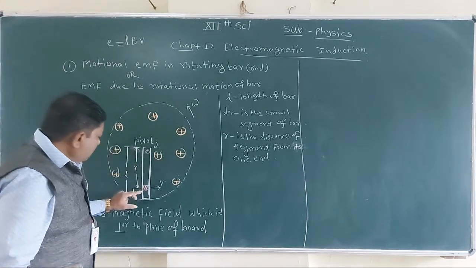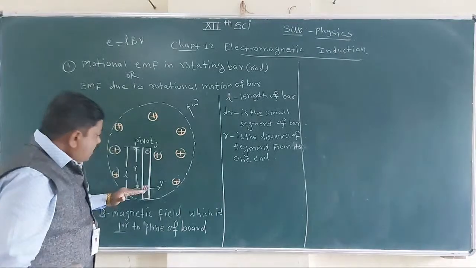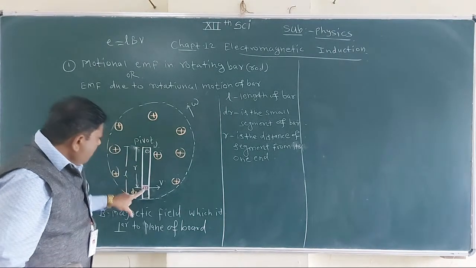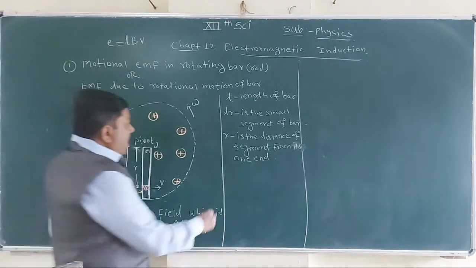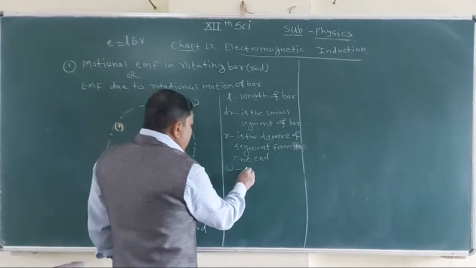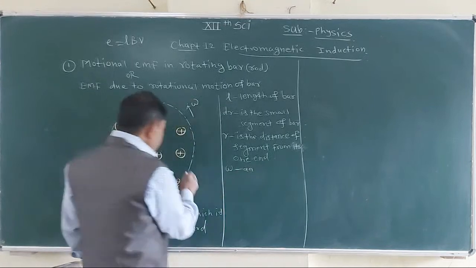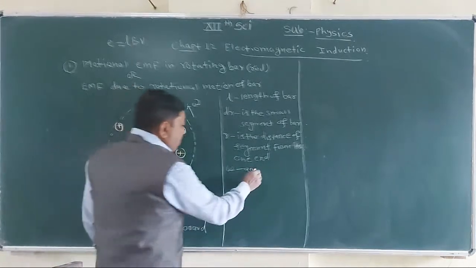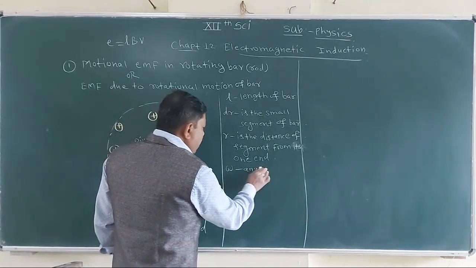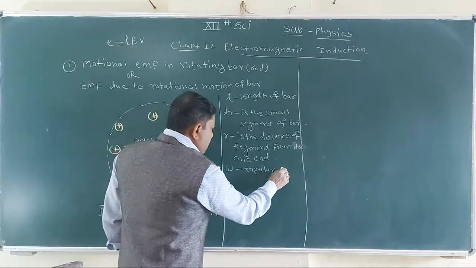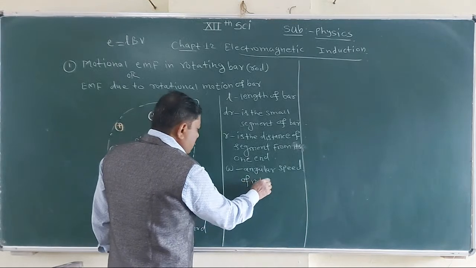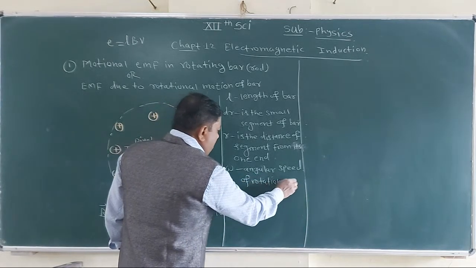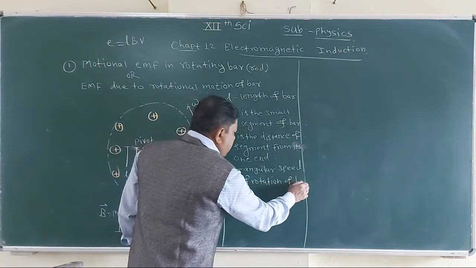So r is the distance of the segment from one end of the bar. Now omega is the angular speed of rotation of the bar, or rod.